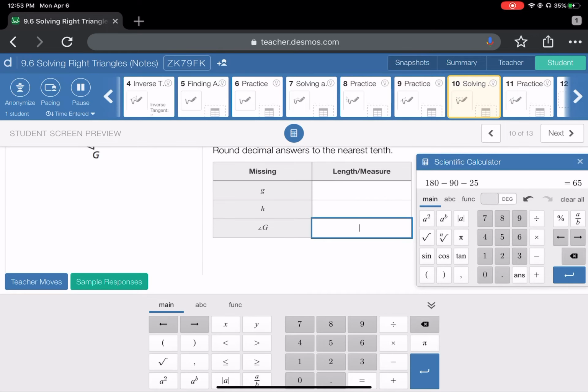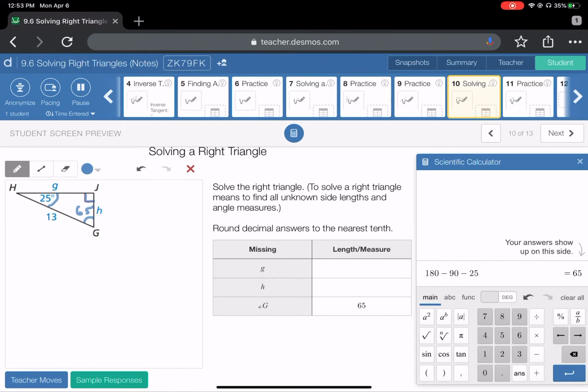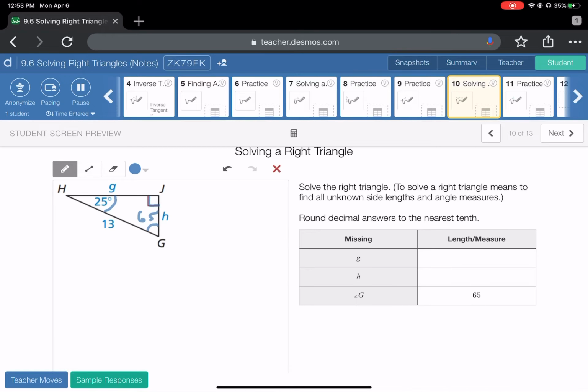So that's how we find a missing angle when we have two of them. If we have two of them, then we can do this 180 rule, the triangle angle sum theorem, to find the missing angle. All right, now that we have that at 65, I'm going to use our values that are given to find out the value of our H and G.